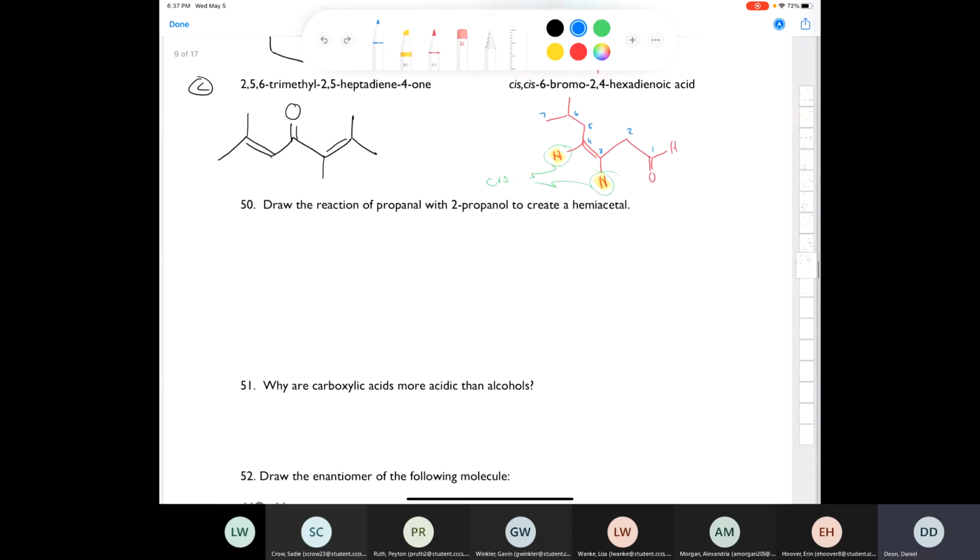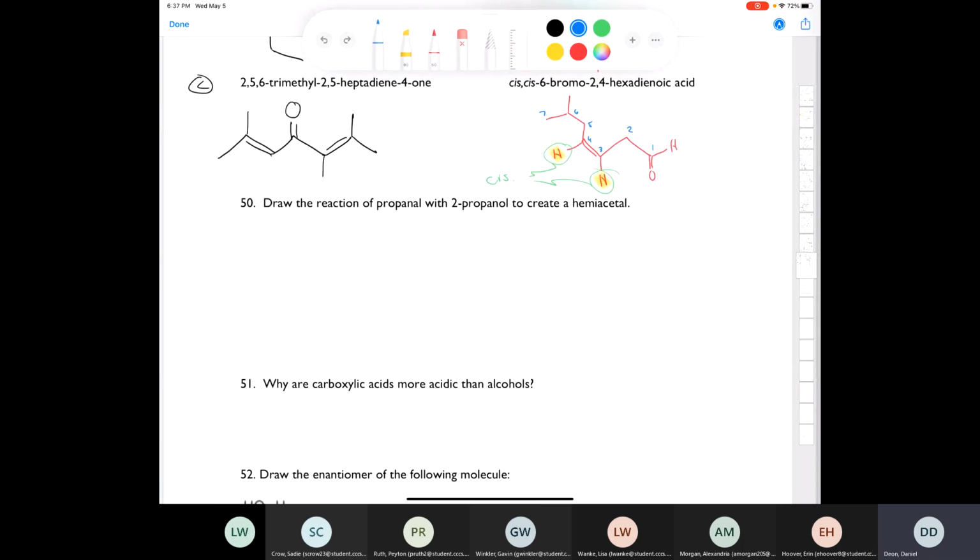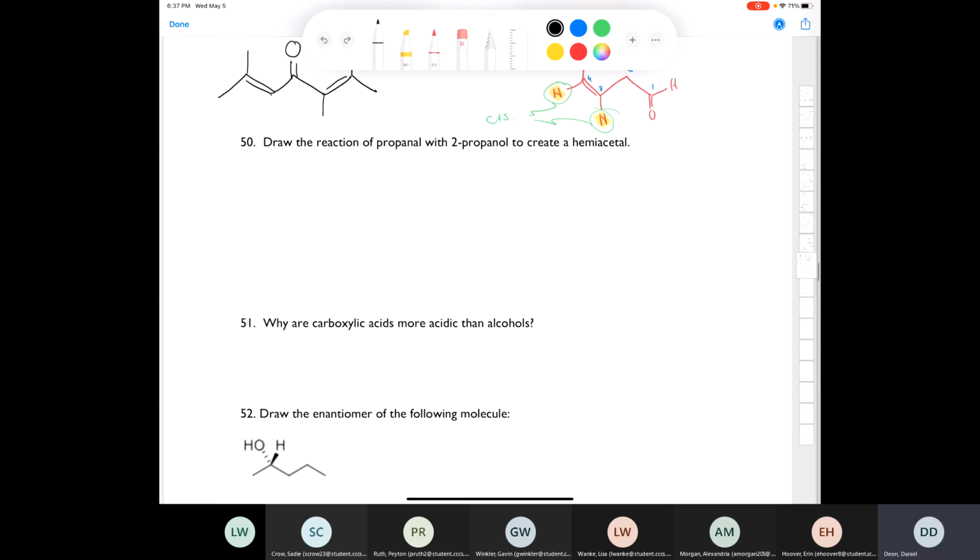Okay, let's see here. Draw the reaction of propanal with 2-propanol to create a hemiacetal. This is always a tough one for students. Not always, but students find this one challenging sometimes. So we'll start with propanal, or propionaldehyde. We're going to react it with 2-propanol, and then we treat it with acid, H+. And we end up forming a hemiacetal.